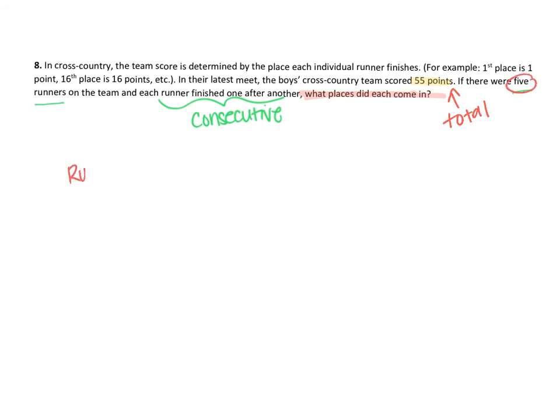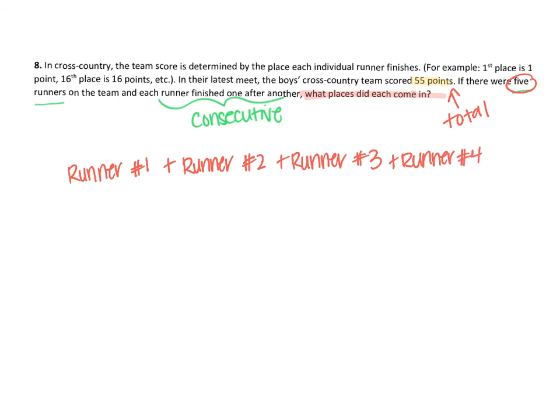So I know when I add up runner number 1 plus runner number 2 plus runner number 3 plus runner number 4, and lastly runner 5, all their points should add up to 55. So let's define all these runners with variables. So we'll let, I'm going to abbreviate, runner number 1 be equal to x.